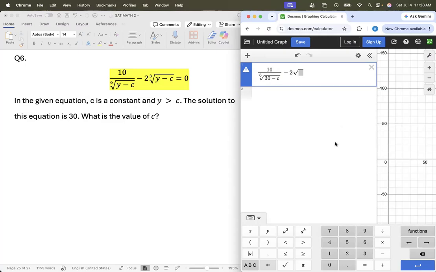Then the 3rd root, okay, Y is 30 minus C. But what is the key? This is equal to 0. So regress it to 0 is 5. And this is right there staring at you. One down. Excellent.